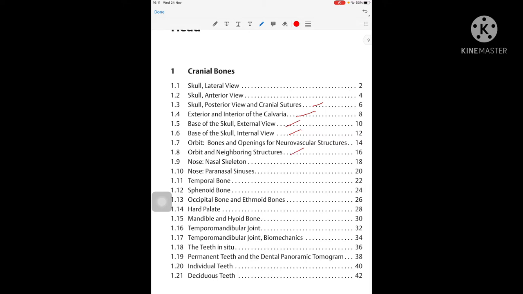Orbit and neighboring structures, nose nasal skeleton, nose paranasal sinuses, temporal bone, sphenoid bone, occipital bone and ethmoid bone, hard palate, mandible and hyoid bone, temporomandibular joint and temporomandibular joint biomechanics, teeth in situ, temporary teeth and the dental, permanent teeth and the dental panoramic tomogram, individual teeth, deciduous teeth.